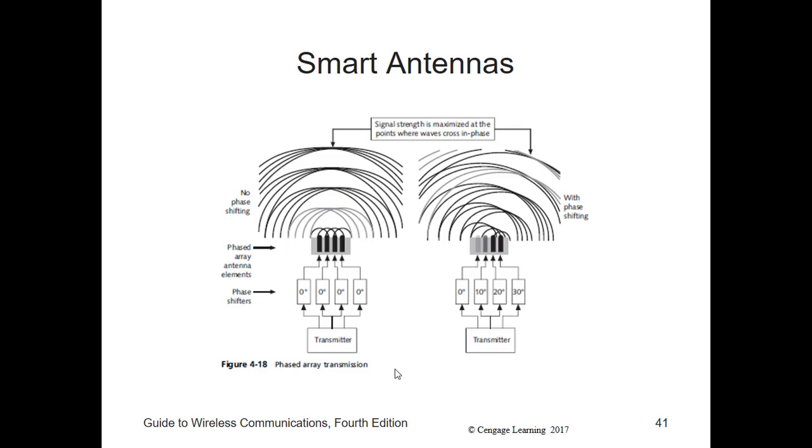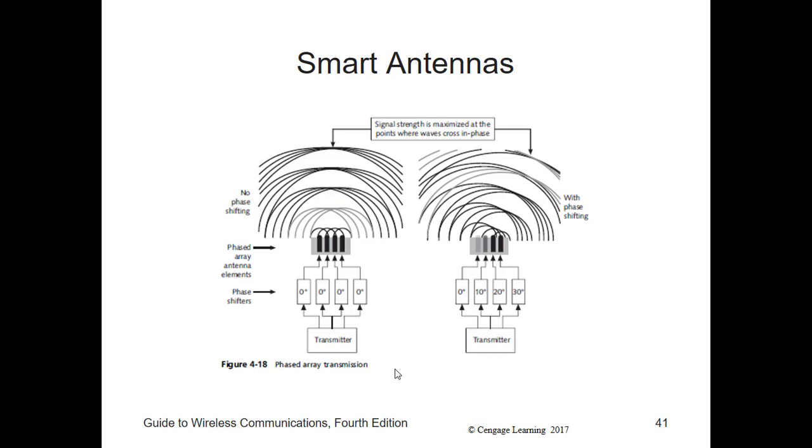So here you can see how a transmitter varies the phase when transmitting the same signal from different elements in the array. It makes the signal arrive in phase at a particular physical location where the waves from different elements cross, which maximizes the signal strength at the receiver itself.